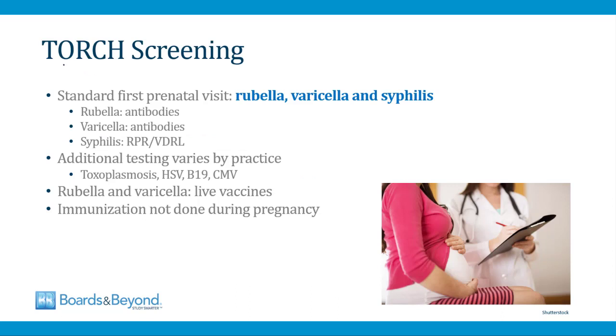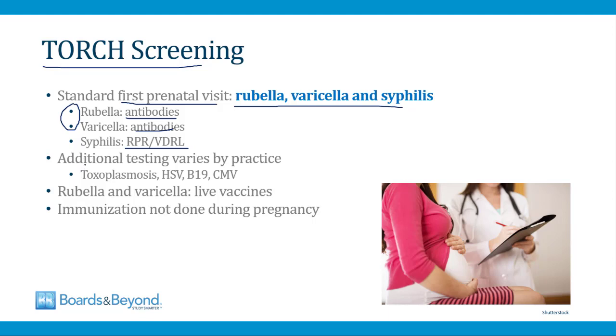I'll finish with this one slide on TORCH screening. So in another video, I talk about standard prenatal screening. But in terms of TORCH infections, it's standard at the first prenatal visit to evaluate a woman for rubella, varicella, and syphilis. For rubella and varicella, you check for antibodies. These should be present if the woman has been vaccinated. And for syphilis, usually a non-treponemal test is done, either RPR or VDRL, and this should be negative.